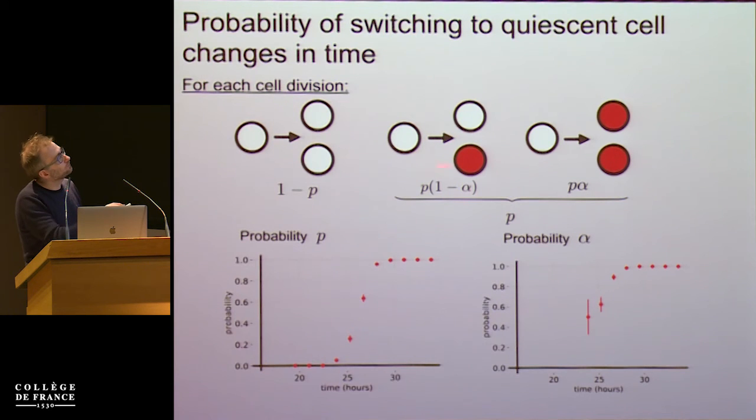And so P is the probability to give rise to 1 or 2 quiescent cells, and alpha is the probability given that you create a quiescent cell that you create 2 quiescent cells. And there is this increase over time, this switch-like behavior, where the probability is initially 0, and then it increases to 1. So the question is, is that enough to understand the dynamics of growth?